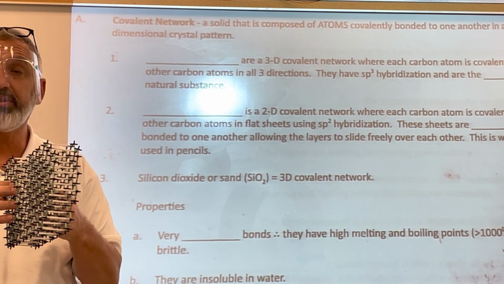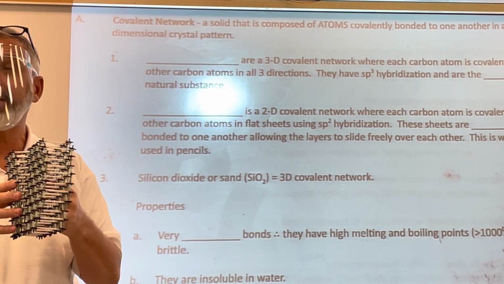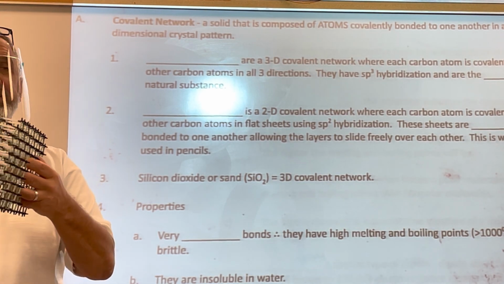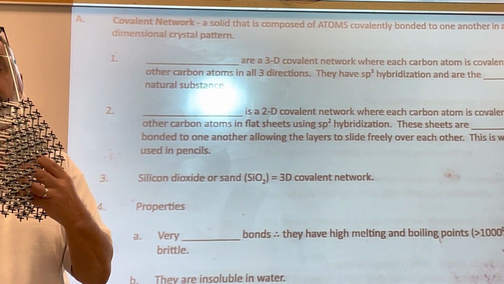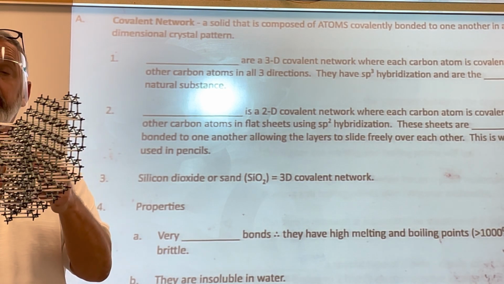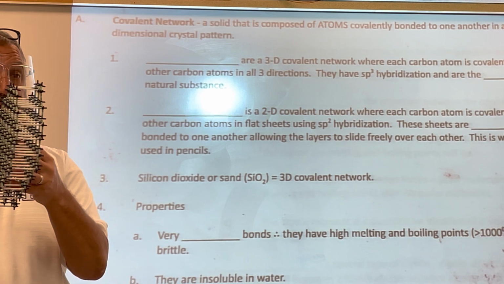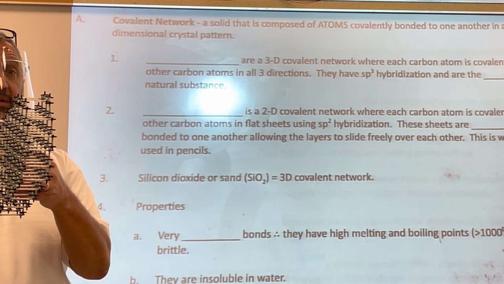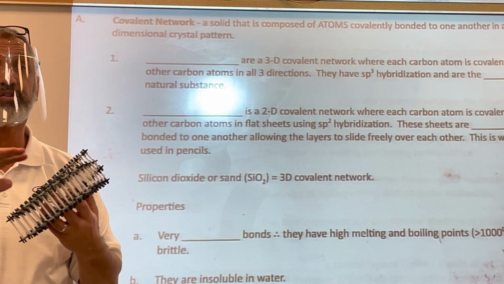So when you're writing with a pencil, you're sliding these layers off of one another. Graphite is a great lubricant because it slides over itself very easily. The layers are bonded strongly in X and Y, but the layers are bonded very weakly to each other. So there's a lot of motion. So the sheets are strong and the layers are weak? Yeah. So the layers slide across one another easily. It makes it a great lubricant.